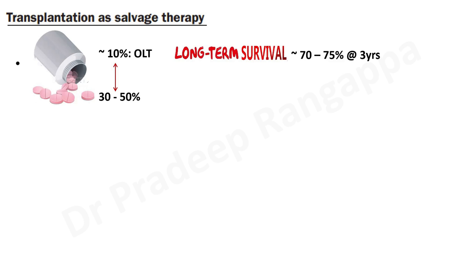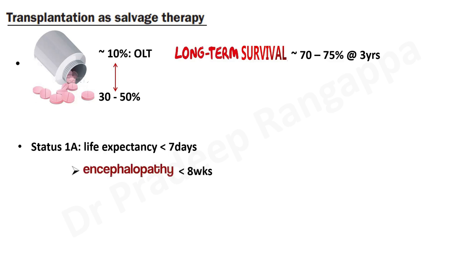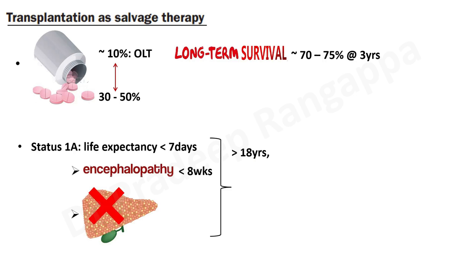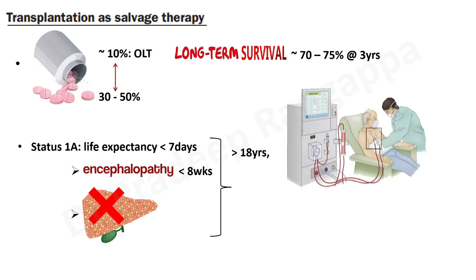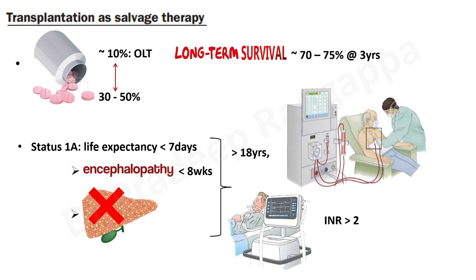We spoke early on. Some of the patients who have to be considered as high priority for liver transplant are those where you see worsening liver dysfunction or life expectancy of less than 7 days. It means they have to be put on a high priority list in the transplant register. Also, someone who developed encephalopathy or progressive encephalopathy within 8 weeks, who do not have pre-existing liver disease, or who are more than 18 years, or someone who has gone on to needing dialysis, or who is ending up on a ventilator, or INR more than two. All these have to be put on high priority.